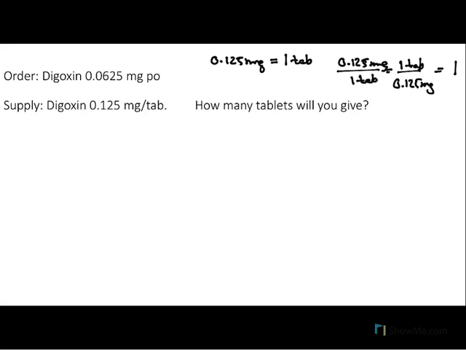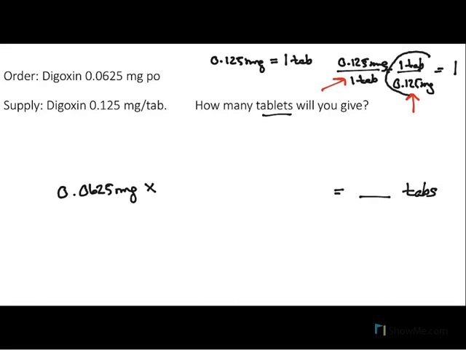So again, the question is, how many tablets? So I'm going to put over here on the far right, tablets, leave a little bit of space for my answer, put my equal sign, and over here I'm going to put my order, which is 0.0625 milligrams. And I'm going to multiply by 1 because I'm not changing anything if I multiply by 1. But again, let's look at the 2 options I have. I can choose either this one or this one to multiply because they're both equal to 1, but I want to choose the one that's going to get me the units that I want.